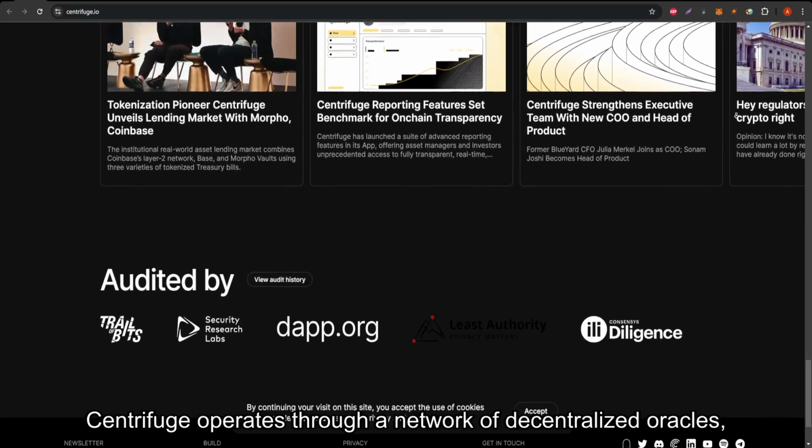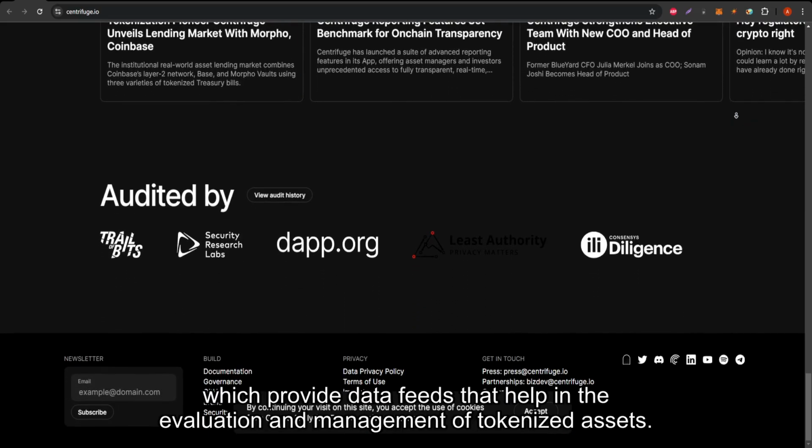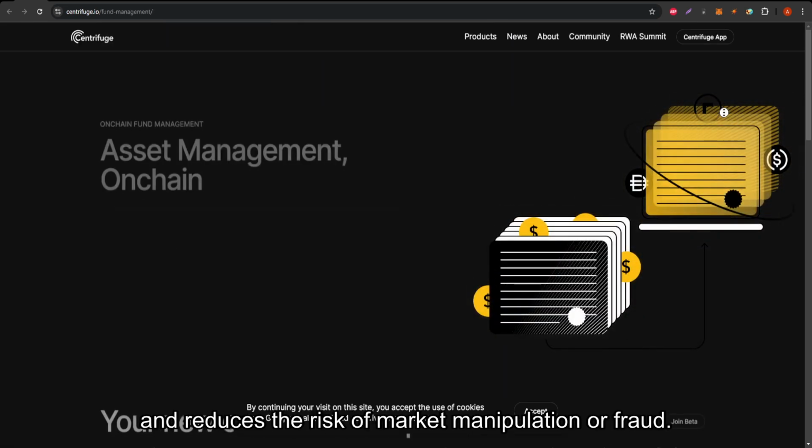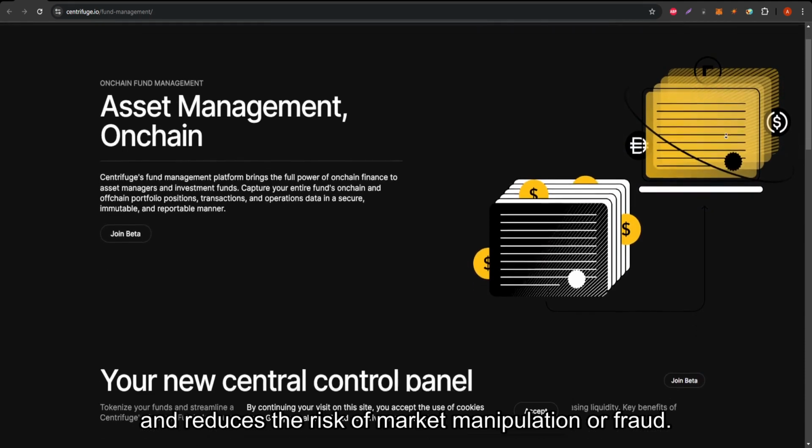Centrifuge operates through a network of decentralized oracles, which provide data feeds that help in the evaluation and management of tokenized assets. This ensures that the tokens represent real-world value and reduces the risk of market manipulation or fraud.